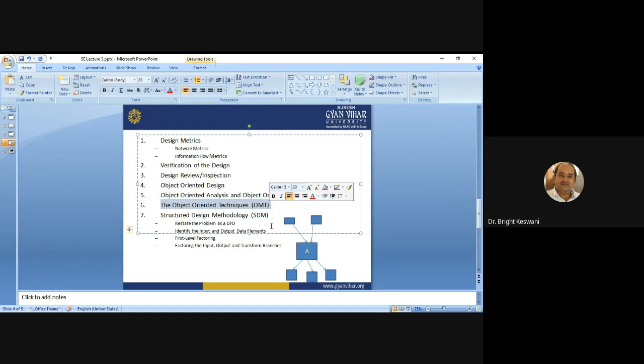A model has two dimensions. First is a view of a system, and second is a state of development. A view of a system means what? It consists of the object model, dynamic model, and functional model. And state of development means what? Implementation, requirement analysis. These are the stages of development.